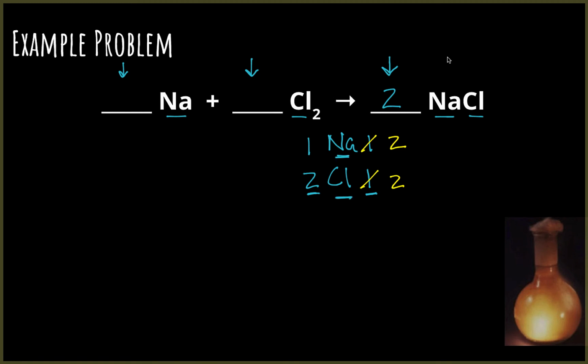So to fix the sodium, I'm going to put a 2 in front of the sodium. So now I'm going to recount that one. So now I have 2 sodiums, 2 chlorines, 2 chlorines. So this one is balanced. If you want to put a 1 in front of the Cl, you can, but you don't have to. You can leave that blank. So that would be that balanced equation.